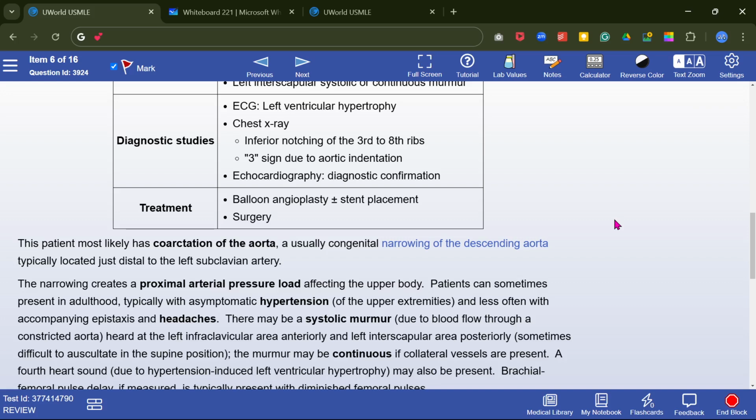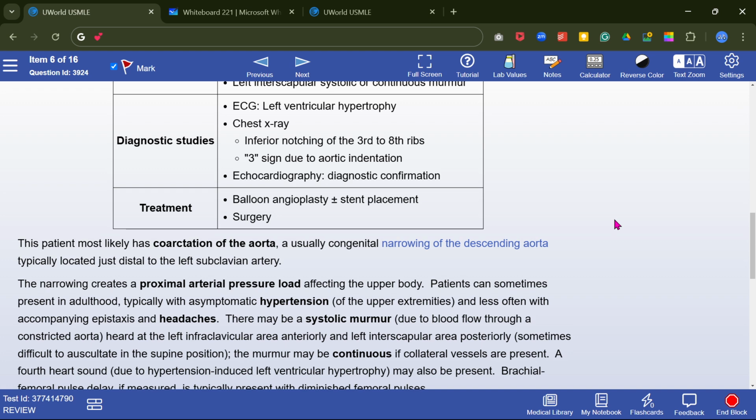The narrowing creates high proximal arterial pressure. That's why in the upper body, patients can typically have asymptomatic hypertension. Hypertension of the upper extremity is less often accompanied by epistaxis and headache. There is a systolic murmur due to blood flow through a constricted aorta, heard at the left infraclavicular area anteriorly and the left interscapular area posteriorly. The murmur may be continuous if collateral vessels are present.